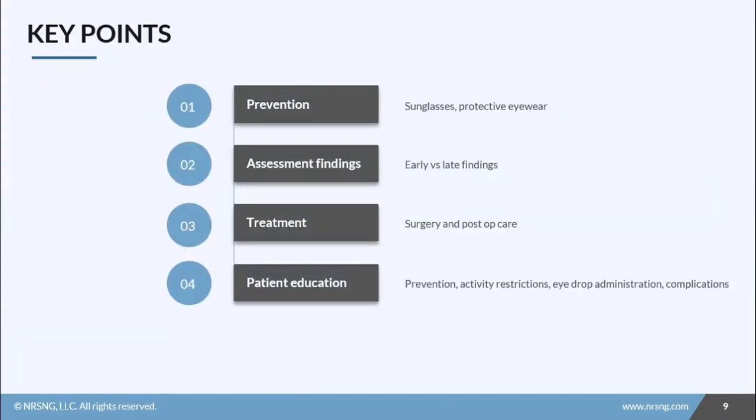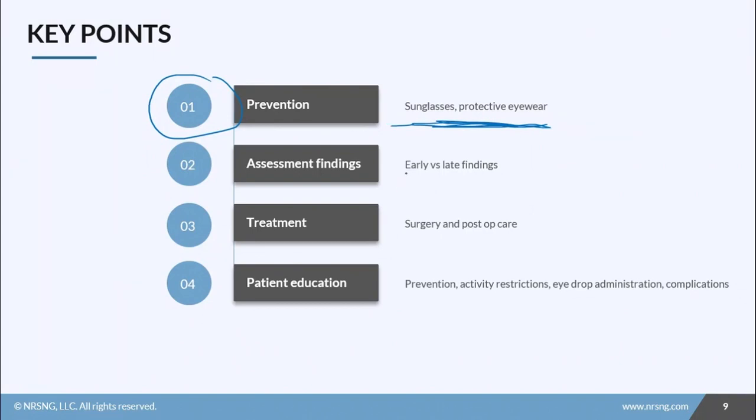All right, guys, so let's go ahead and go over the key points. Cataracts are due to a clouding of the lens in the eye, which impacts vision and can cause blindness if untreated. One of the key points that I want you to remember is regarding prevention. Patients can wear sunglasses and protective eyewear to try to prevent cataracts from forming in the first place.